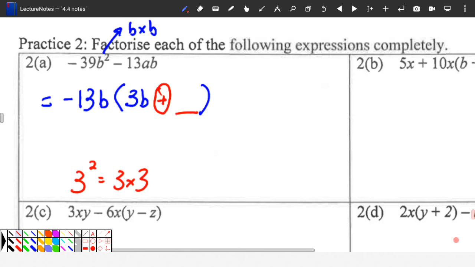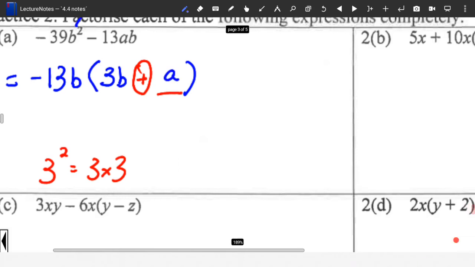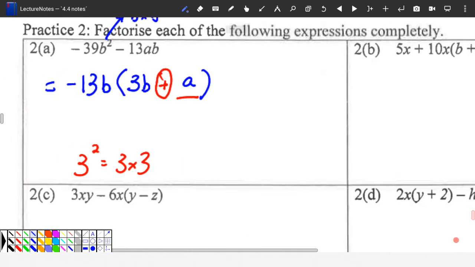Aloysius, what's the blank here? A. Anything else? No. Can follow? Now let's try to internalize this thing. Negative 13b times a, you will get negative 13ab. Repeat: negative 13a times b will give you negative 13ab. Negative 39b to the power of 2, isn't it?